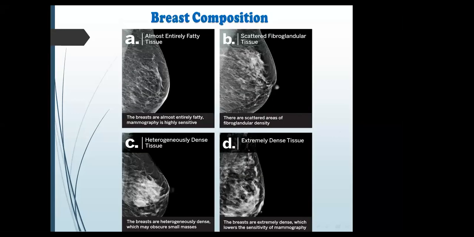Now breast composition. The breast differs according to parity and age. The letter A represents breasts that are almost entirely fatty, and mammography is highly sensitive in this view. In the next, there are scattered areas of fibroglandular density. In this view, the breasts are heterogeneously dense, which may obscure small masses. And in this view, the breasts are extremely dense, which lowers the sensitivity of mammography.